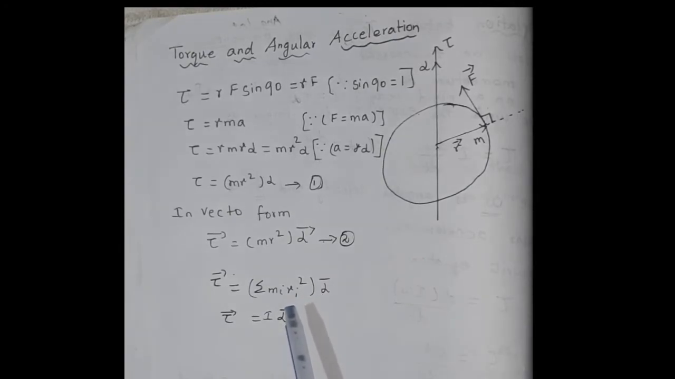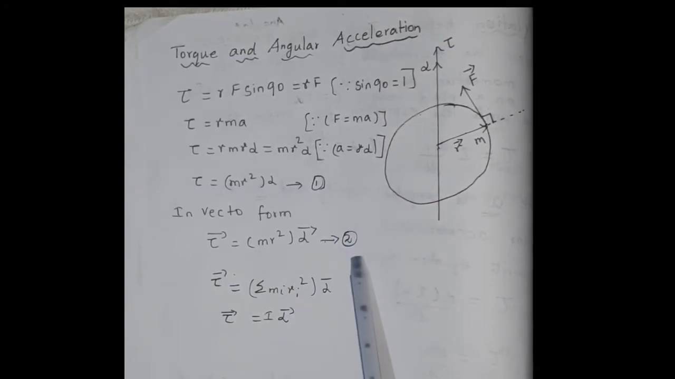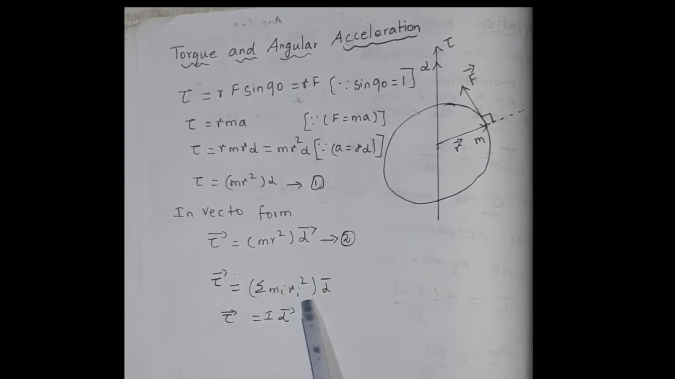So, when tau is in the direction of alpha, it produces angular acceleration. Okay. Next one, the term m r squared in equations 1 and 2 is called the moment of inertia I of the point mass.